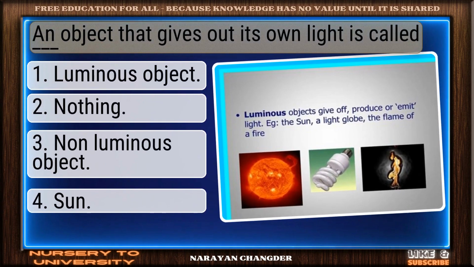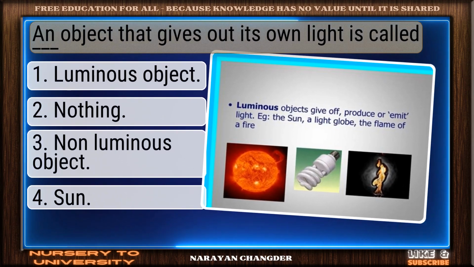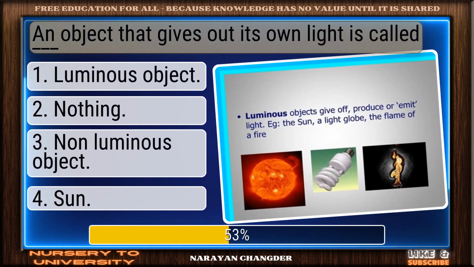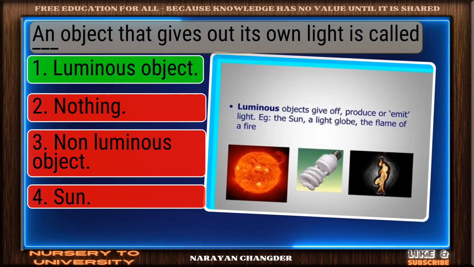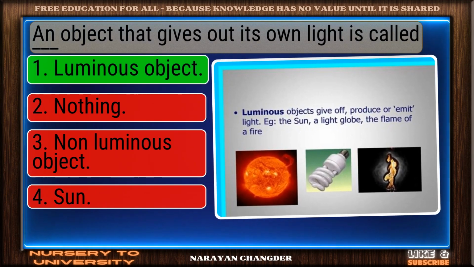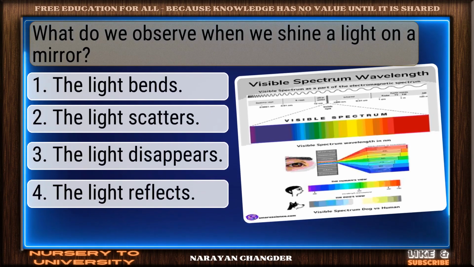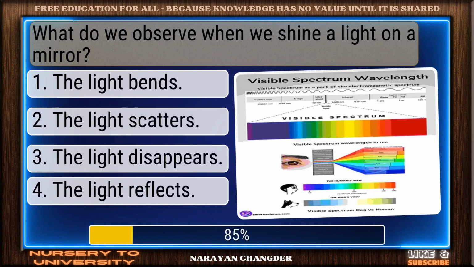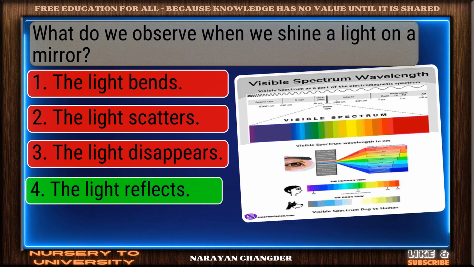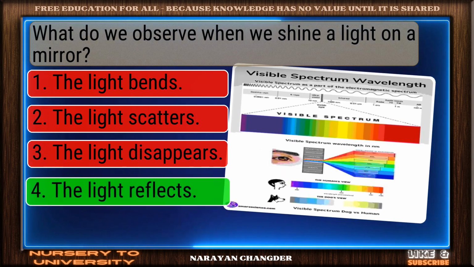An object that gives out its own light is called dash. Good job. Your answer, luminous object, works well here. What do we observe when we shine a light on a mirror? Well picked. The light reflects is the correct answer.